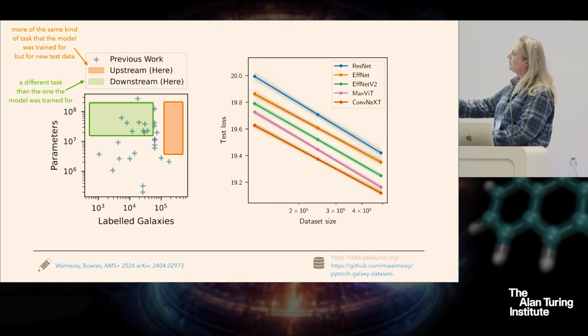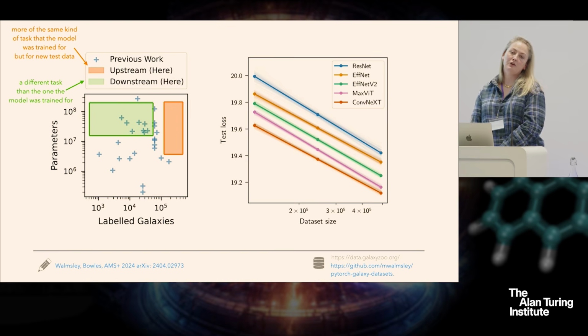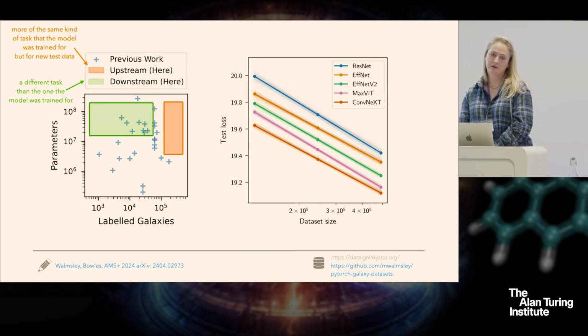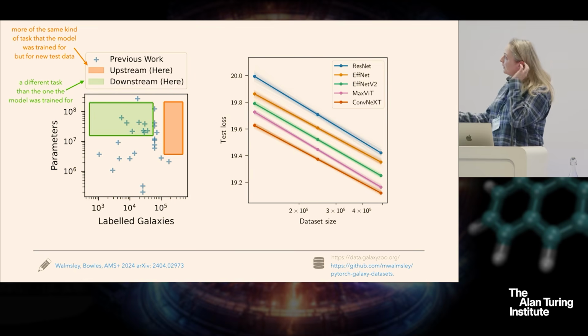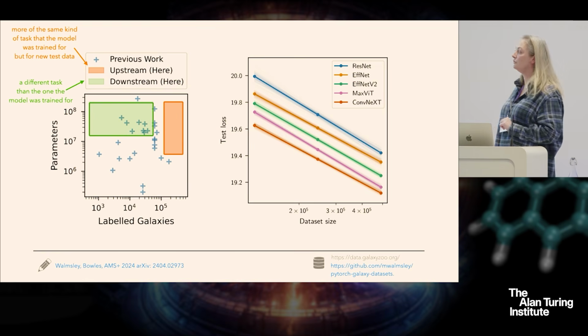And here I'm showing you the performance of the model in terms of the loss, so smaller is better, as a function of the data set size. And this scaling analysis was done using almost 1 million labeled galaxies, which is, as far as I know, the largest labeled data set in astrophysics. This figure over here is showing you the number of labeled galaxies for different galaxy morphology works in the literature, that's all the blue crosses, against the number of parameters in the models those works used.